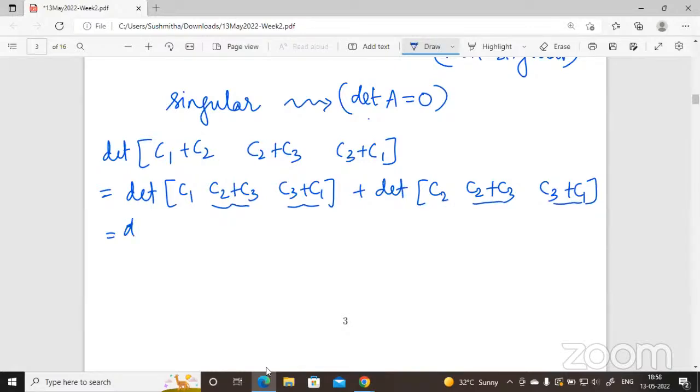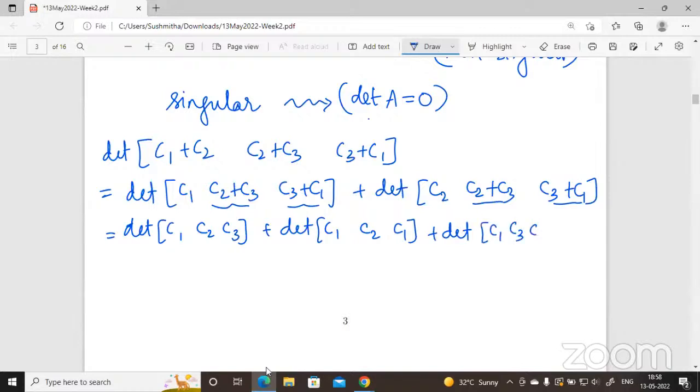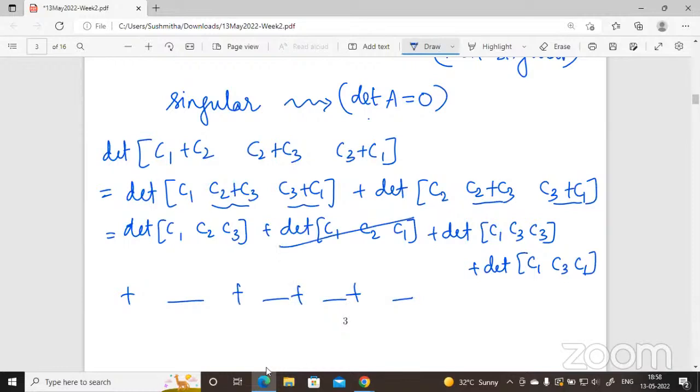Right. So I'll get determinant of C1, C2, C3 plus determinant of C1, C2, C1 plus determinant of C1, C3, C3 plus determinant of C1, C3, C1 plus 4 more matrices from the second matrix, right? This is 0, right? Why zero? Two columns are the same. Yes. This is 0. That's also 0. This is 0. This is also 0.